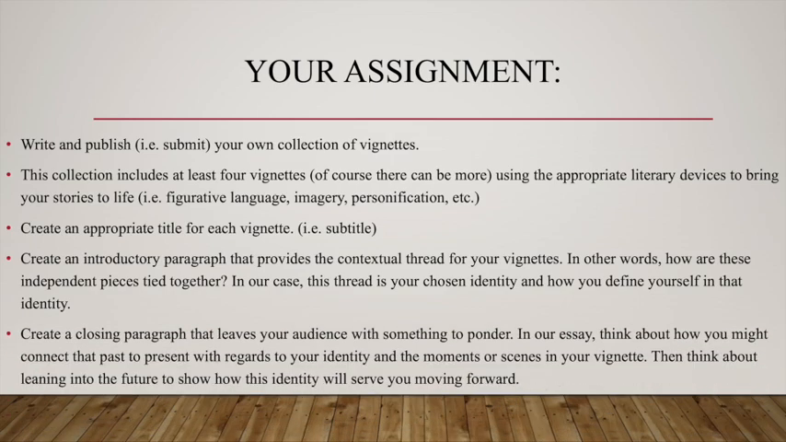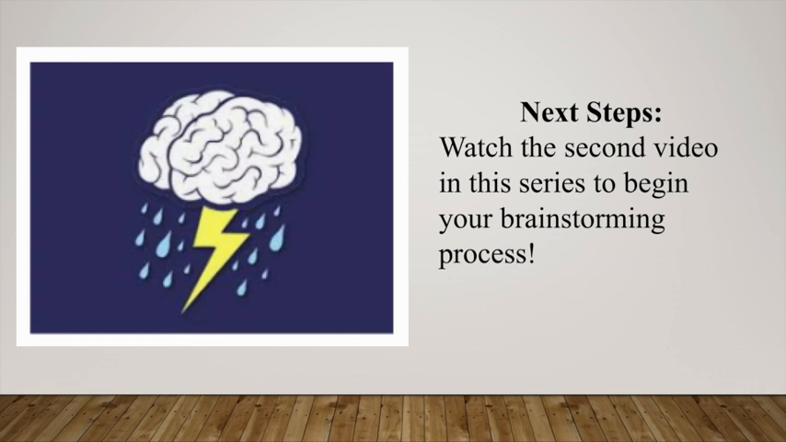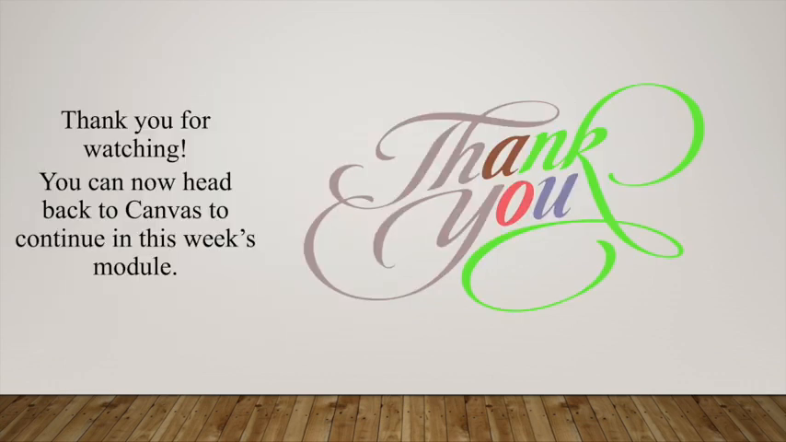And then create a closing paragraph that leaves your audience with something to ponder. In our essay, think about how you might connect the past to present with regards to your identity and the moments or scenes in your vignette. Then think about leaning into the future to show how this identity will serve you moving forward. Now, again, in the assignment description, in the PDF packet, there are a lot of tips and tricks with regards to this, but you will also be moving over to the next video. That's the next step. Watch the second video in the series to begin your brainstorming process.